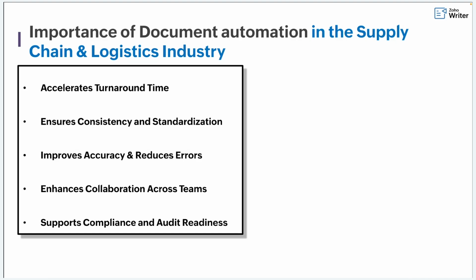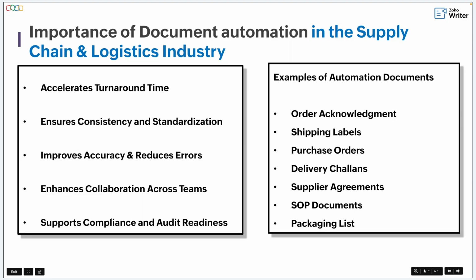Now, let's take a quick look at the types of documents you can automate in Writer. You can create documents like order acknowledgements, shipping labels, purchase orders, delivery challans, supplier agreements, SOP documents, and even packing lists. For example, you can trigger a delivery challan as soon as an order is dispatched from your ERP, completely automated and error-free.